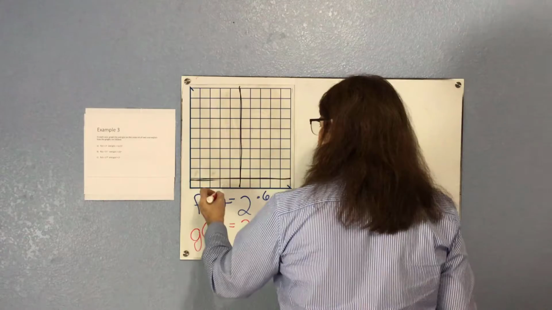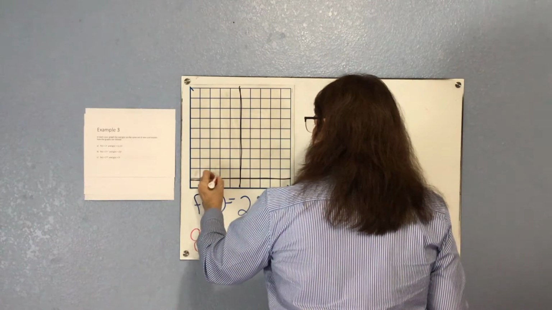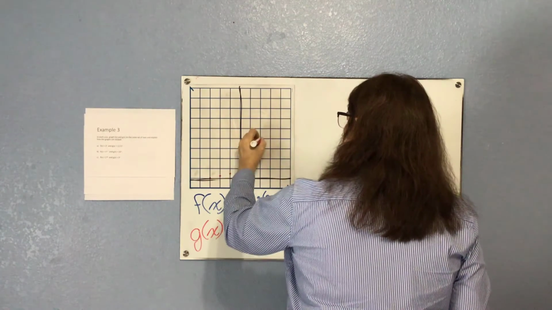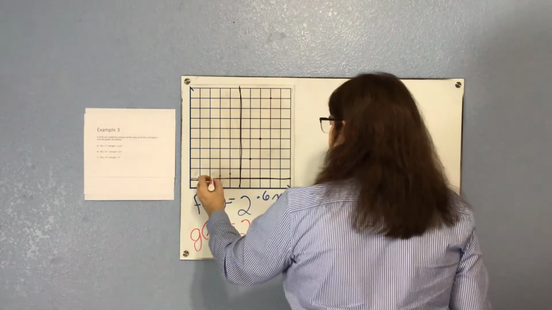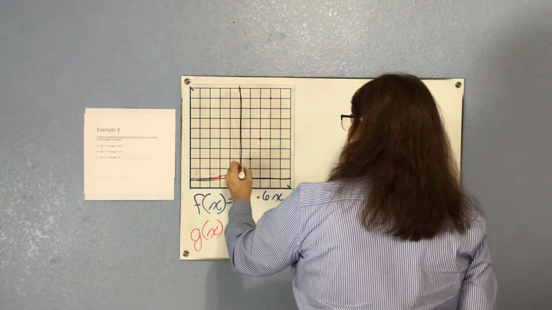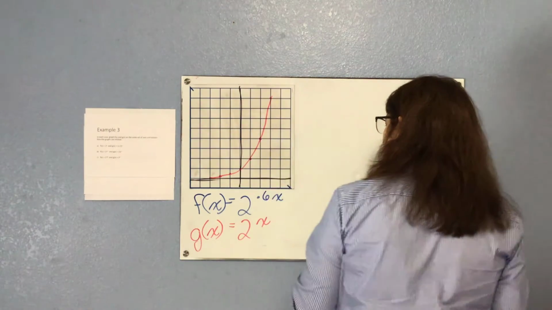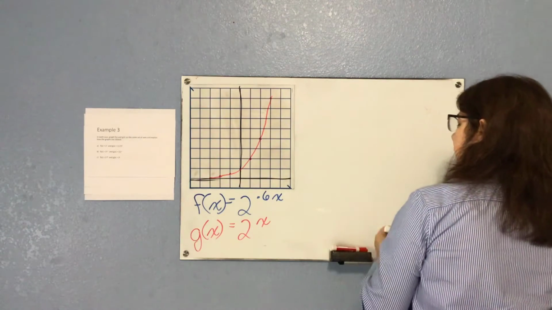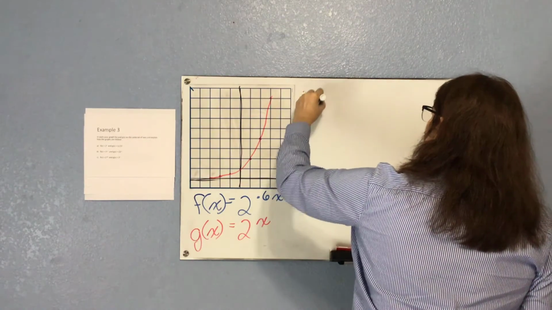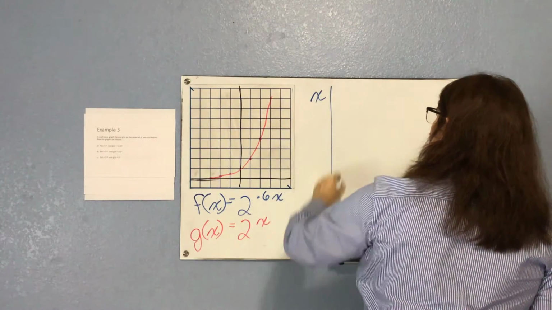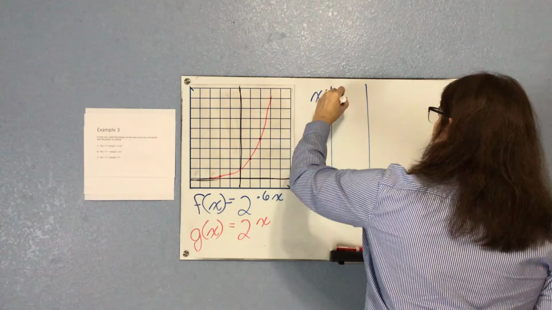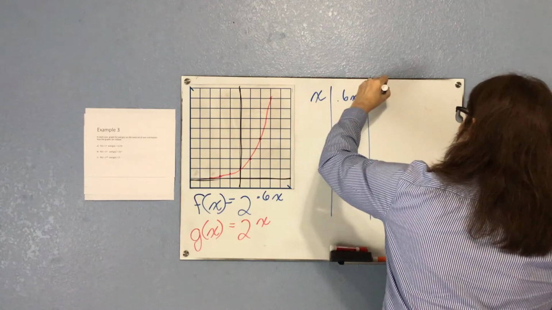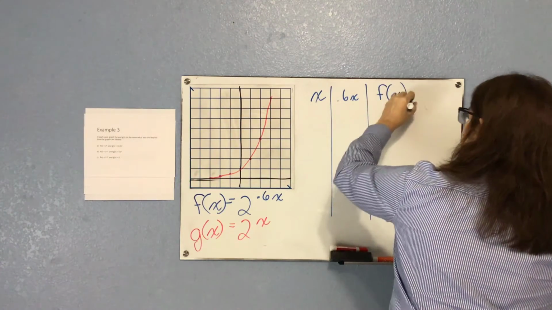So we're going to start at 1/8, 1/4, 1/2, 1, 2, 4, and 8. So that's kind of our standard exponential function. What happens when I put this 0.6 here? I'm going to make an extra column here for 0.6x, and then we'll do f of x.